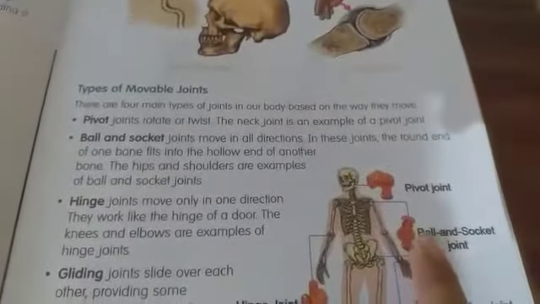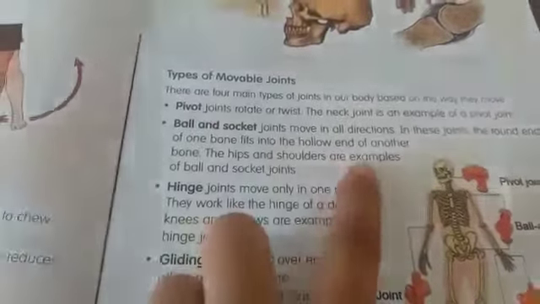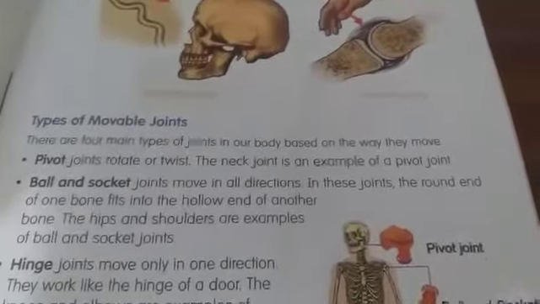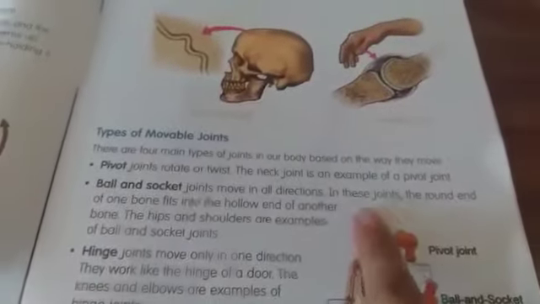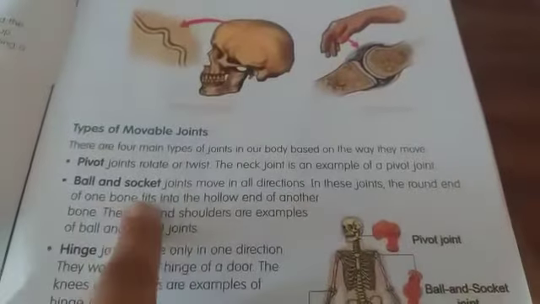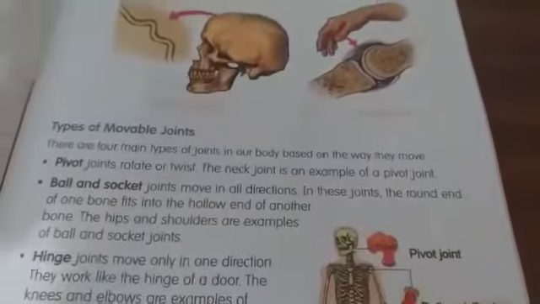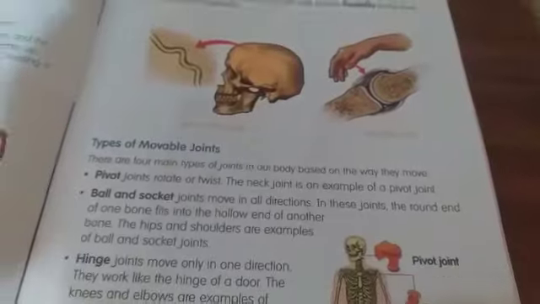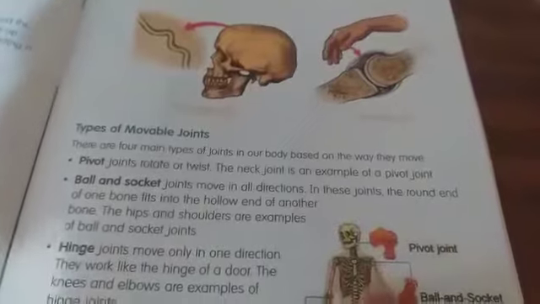Okay, so what is the example of the ball and socket joint? The hips and the shoulders are examples of the ball and socket joint. So this one is the hip and this is your shoulder, so they are examples of the ball and socket joint. In these joints, the round end of one bone fits into the hollow end of another bone. This means the round end of the shoulder joint and the round end of the hip joint each fit into a hollow.